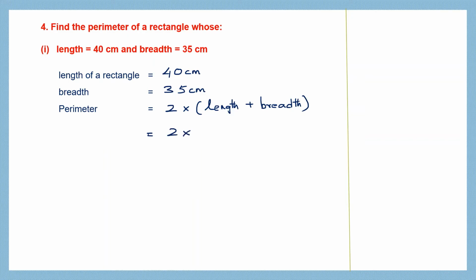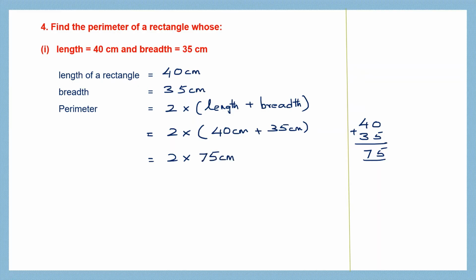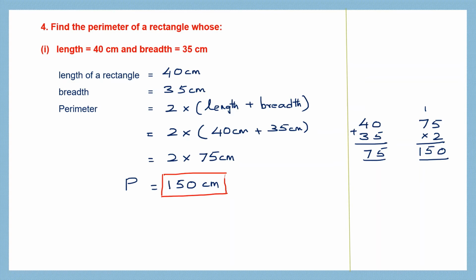So 2 into, let's substitute the values. Length is 40 centimeters and the breadth is 35 centimeters. Now 2 into, add up 40 and 35. 40 plus 35. So we have 5. 4 plus 3 is 7. That's 75. 2 into 75 centimeters. So let's multiply 75 into 2. 2 5s are 10, carry 1. 2 7s are 14 plus 1, 15. So that's 150. That means we have found the perimeter to be 150 centimeters. So the perimeter of this rectangle is 150 centimeters.